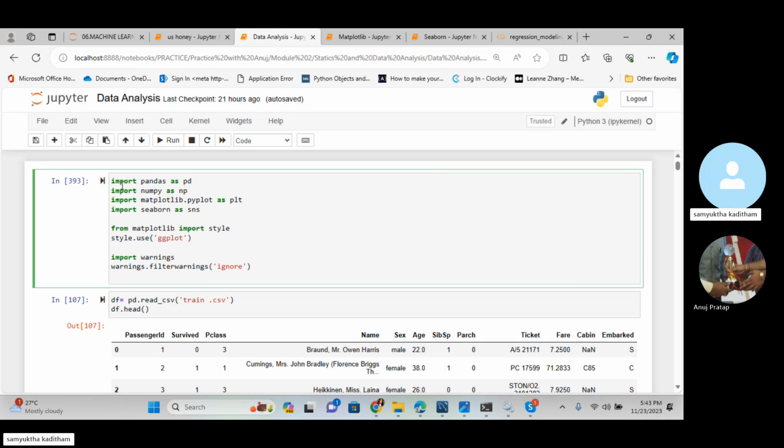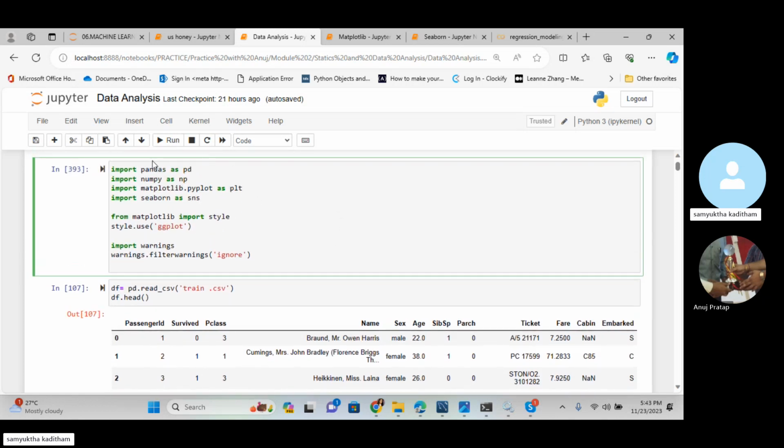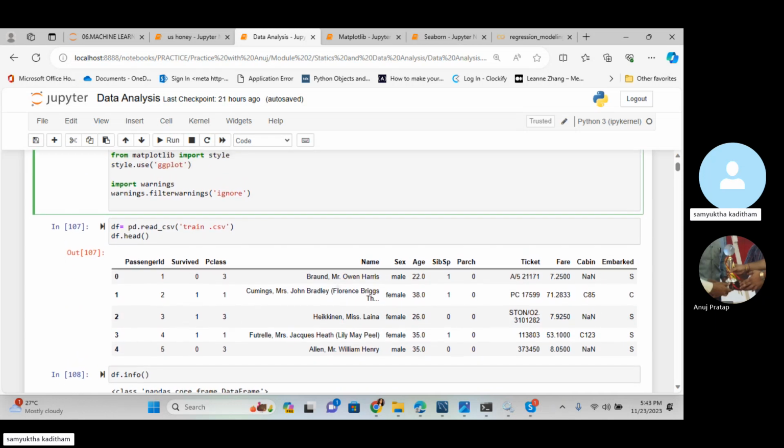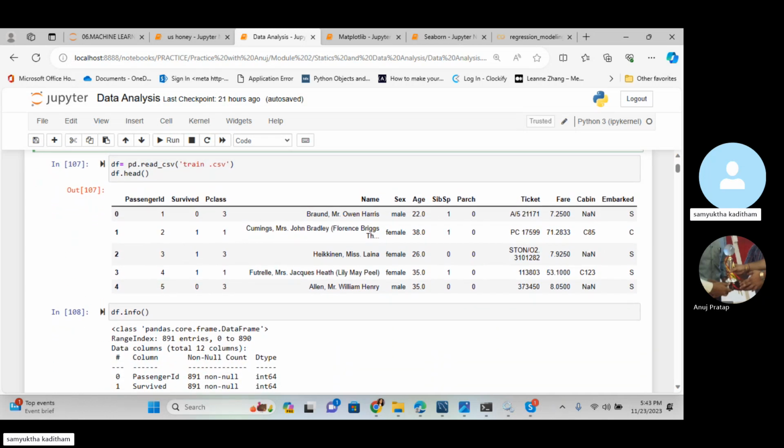Yes, yes. So first of all, we are importing all these libraries: pandas, numpy, matplotlib, seaborn, and we are going to use ggplot, and this is for warnings. So the data set is about the train data set. It's a Titanic data set.